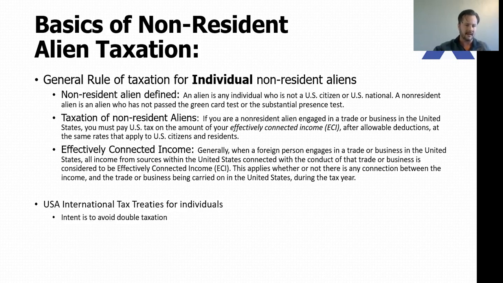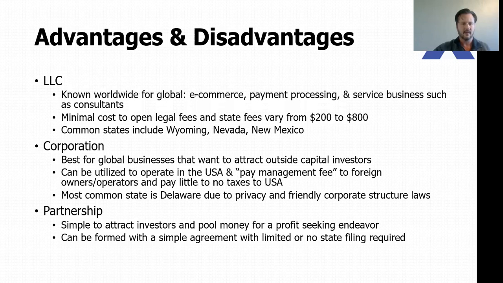And like I said, with US tax treaties, the intent is to avoid double taxation. So even for individuals, usually if you're taxed in the US, sometimes you can get a credit for taxes paid to foreign jurisdictions. But it again varies with each country and gets somewhat complex. So each individual scenario is a lot different. So keep that in mind. So now I'll just go over the advantages and disadvantages of each entity.